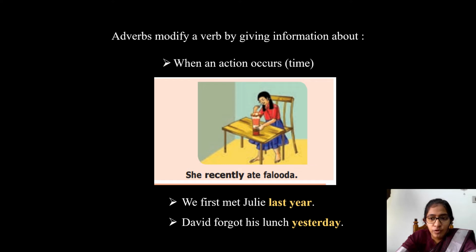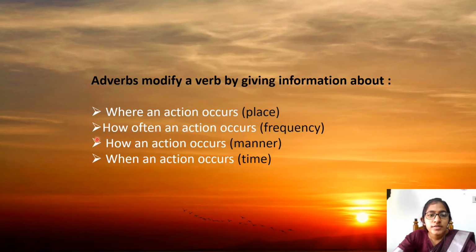Okay, children, these are the 4 points. Adverbs modify a verb by giving information about where an action occurs, that is the place; how often an action occurs, that is the frequency; how an action occurs, that is the manner; and when an action occurs, that is the time. I want all of you to remember these 4 points: place, frequency, manner, and time. We'll go to the exercise now.